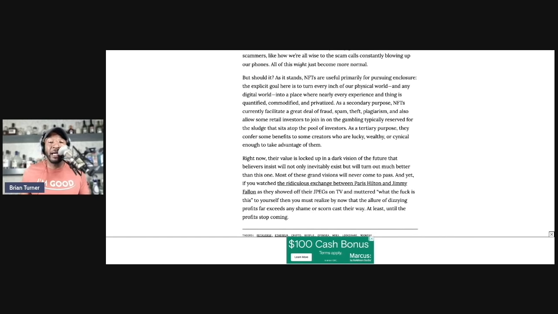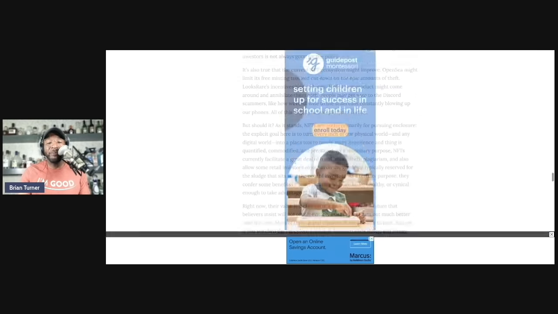Right now, their value is locked up in the dark vision of the future that believers insist will not only inevitably exist, but will turn out much better than this one. Most of these grand visions will never come to pass. And yet, if you watch the ridiculous exchange between Paris Hilton and Jimmy Fallon as they showed off their JPEGs on TV and mutter, "What the fuck is this?" to yourself, then you must realize by now that the allure of dizzying profits far exceeds any shame or scorn cast their way, at least until the profits stop coming.